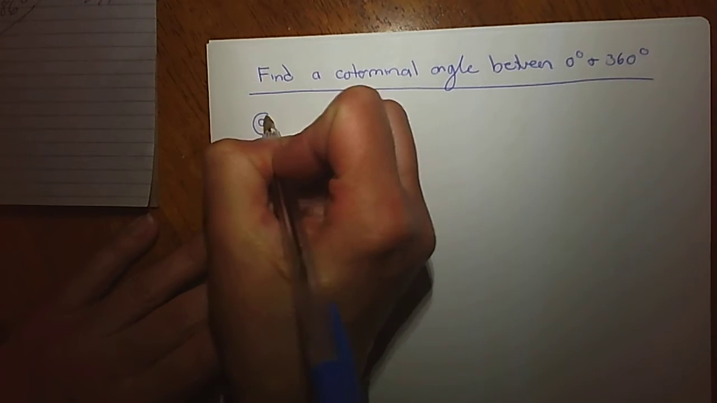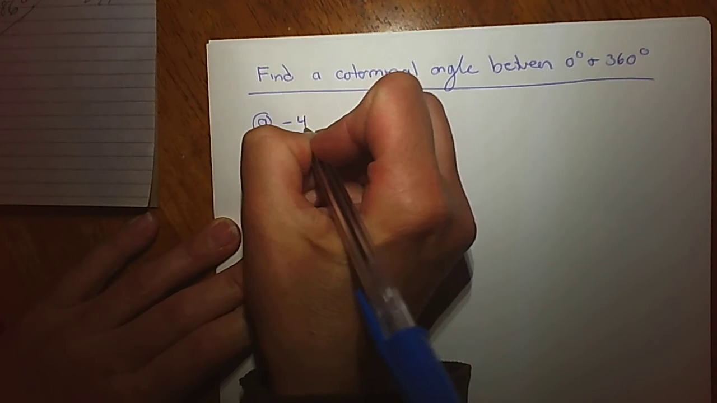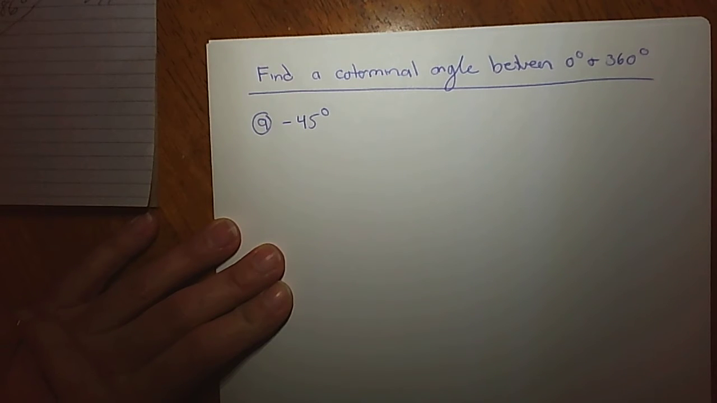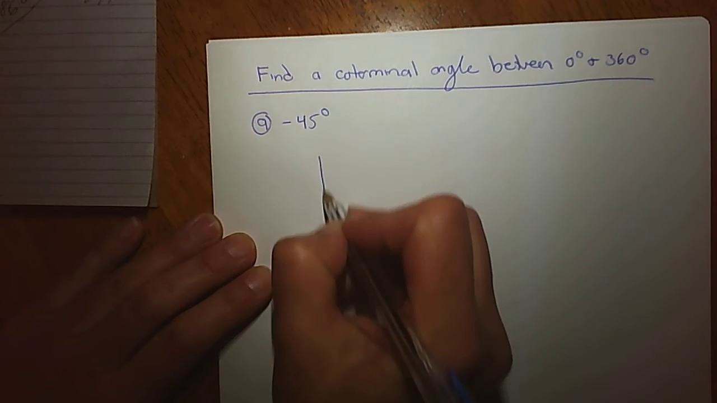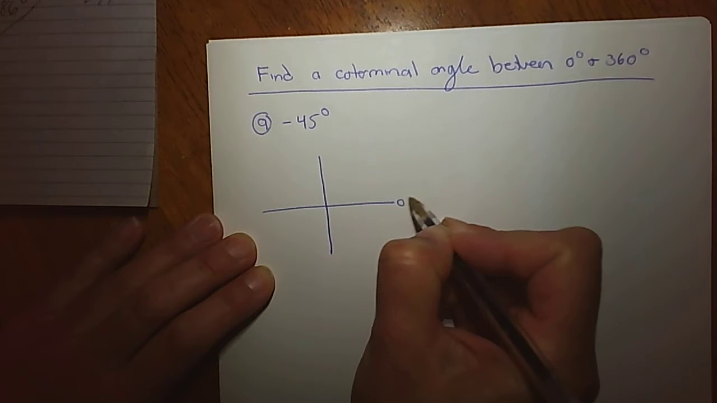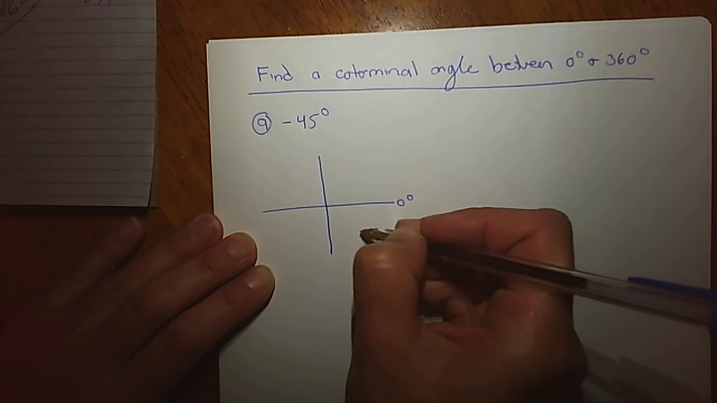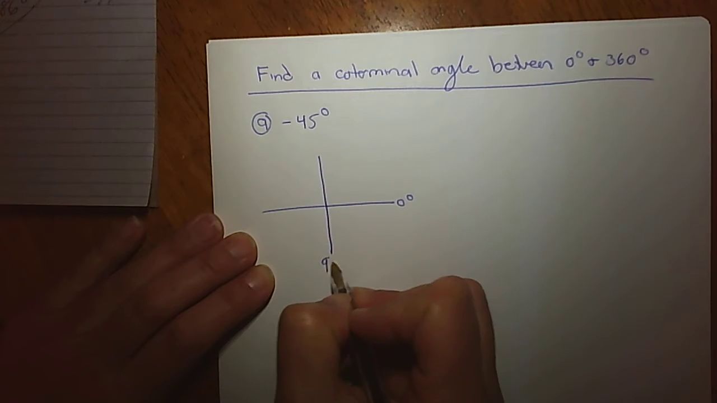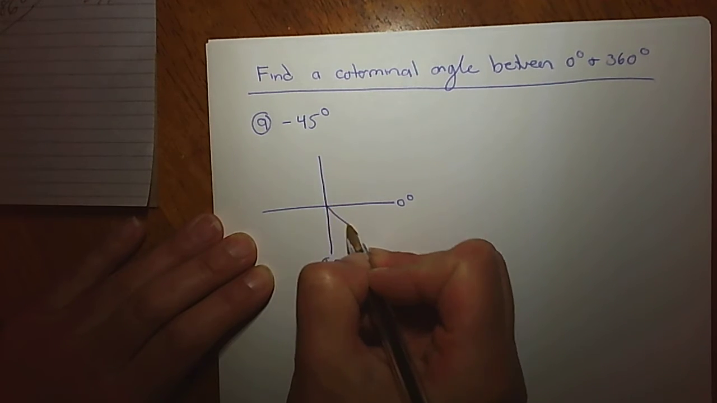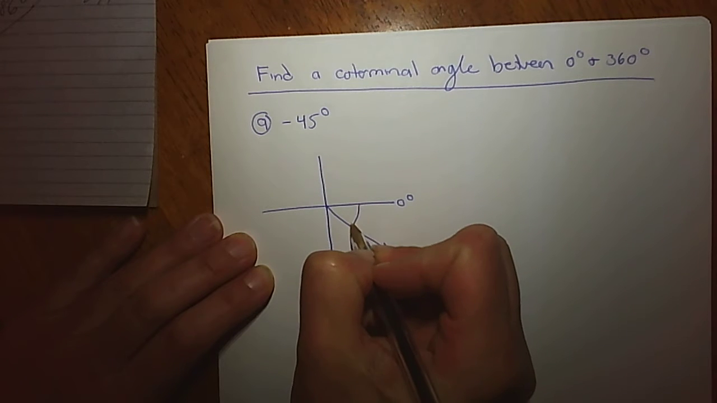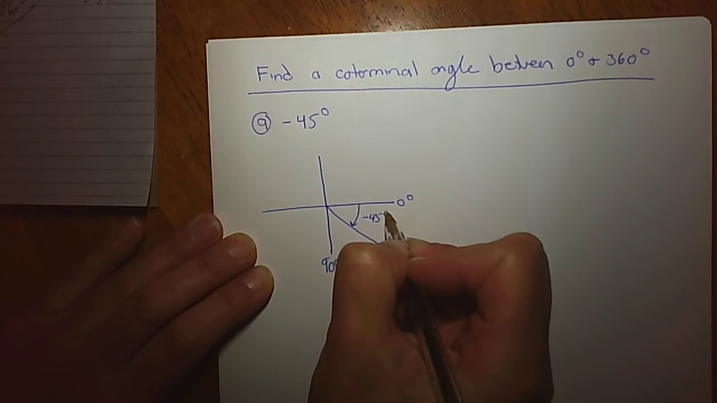So for number 9, the angle they gave you was negative 45 degrees, and they wanted us to find a coterminal angle. So if I were to graph this, here's 0. Negative means we're going down, and if this is 90, we're going down 45 degrees, which would be right in the middle. This is negative 45 degrees.